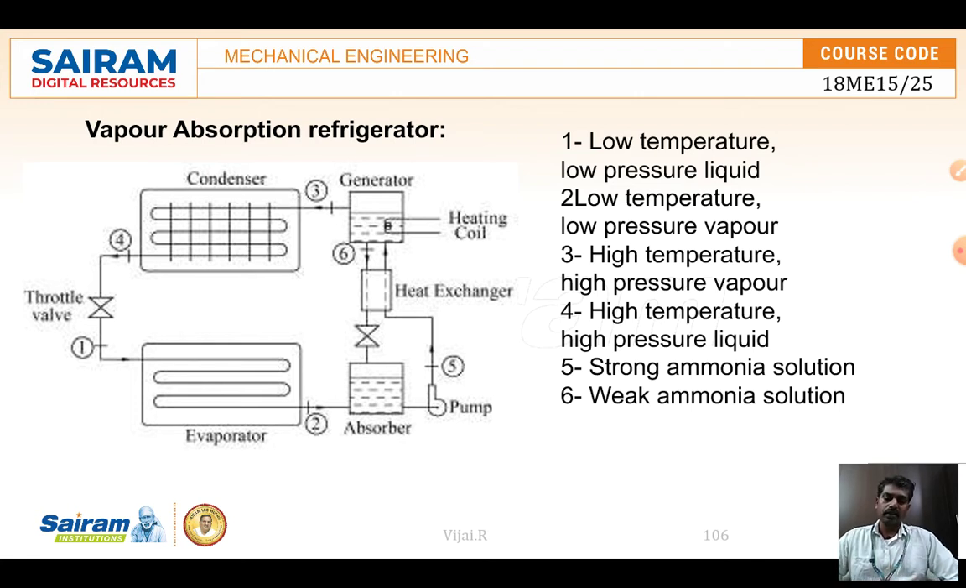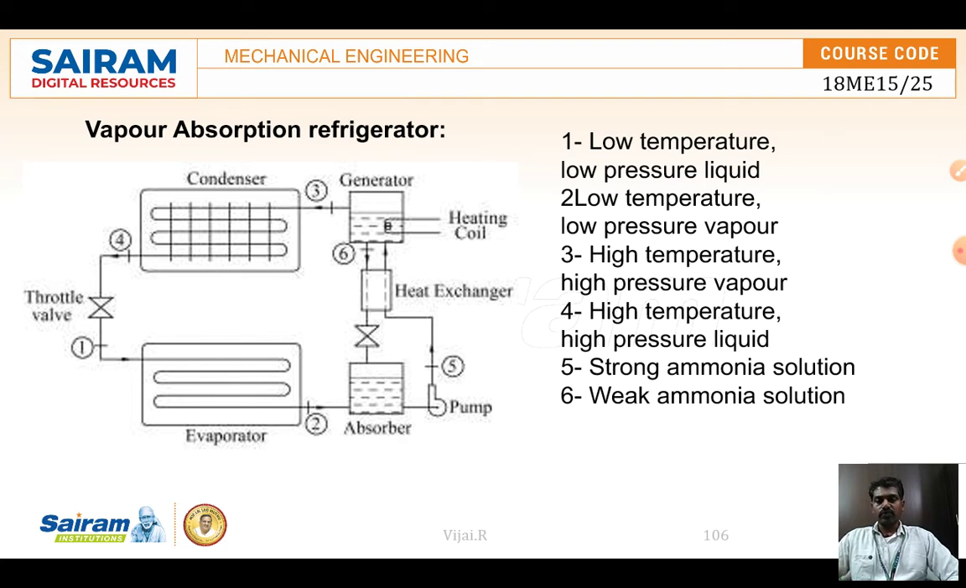First of all, refrigeration is the process of continuously removing heat from one space by using a refrigerant. There are different types of refrigerants, and we have seen their properties also. In the vapor compression system we saw four important parts: the throttle valve, the evaporator, the compressor, and the condenser.